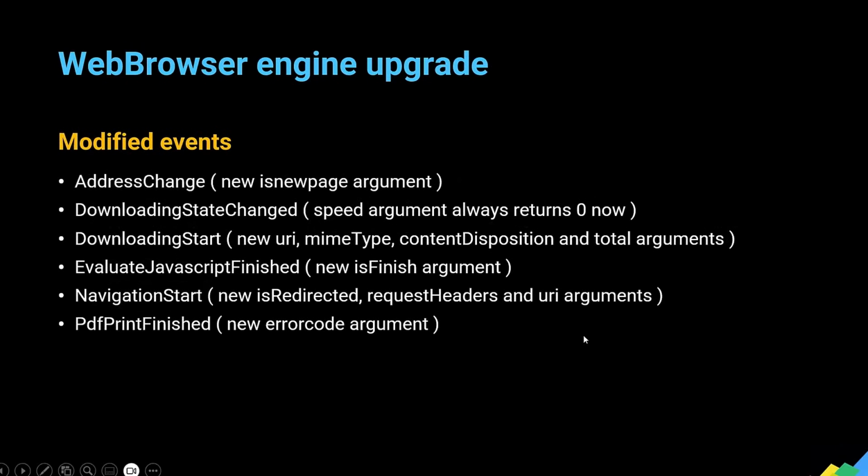There's been some changes to some events. Largely, this is just new arguments, some additional arguments for the same existing events. So AddressChange has a new page argument. DownloadStart, EvaluateJavaScriptFinished, NavigateStart, and PDFPrintFinished all have new arguments. So it won't break existing code. It's just additional arguments you can use in your scripting. For DownloadingStateChange, the major change here is the speed argument doesn't have any purpose anymore. But rather than taking it out, they just return 0 constantly now.